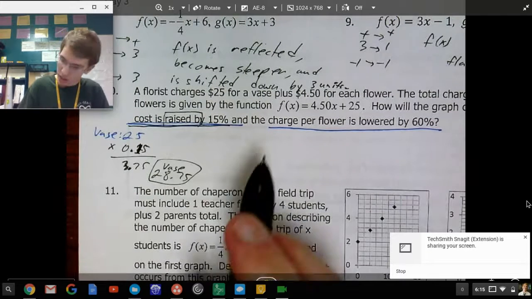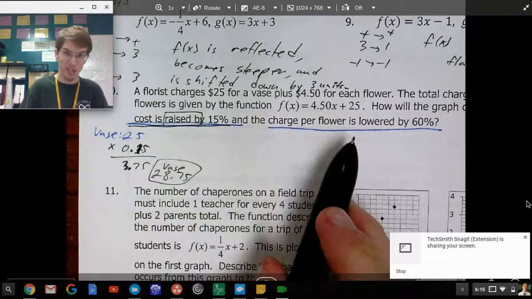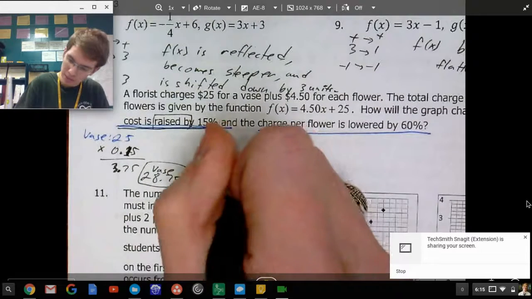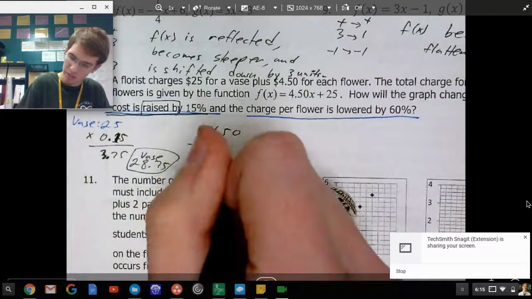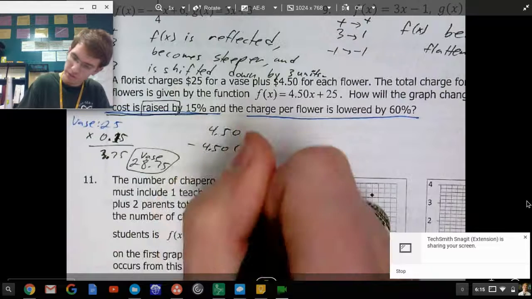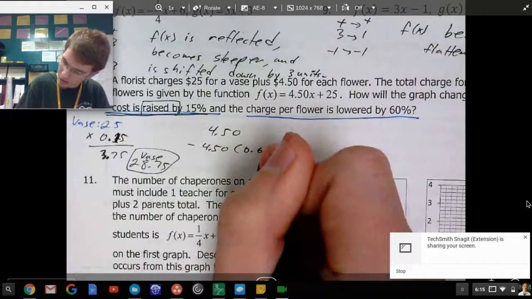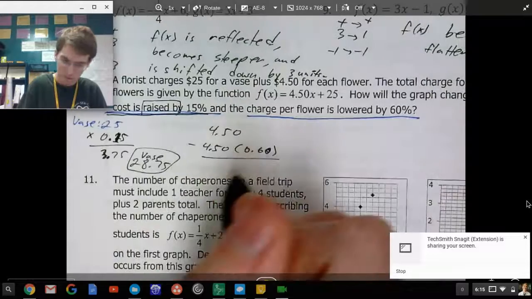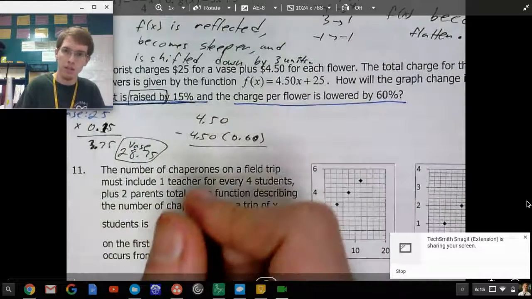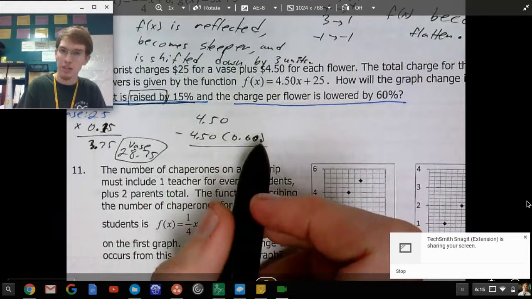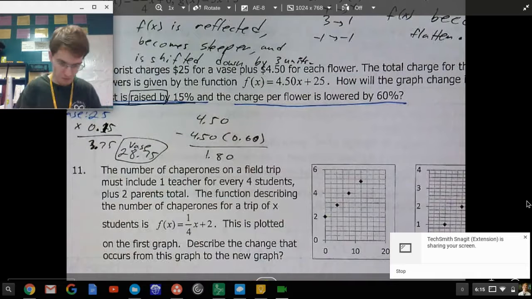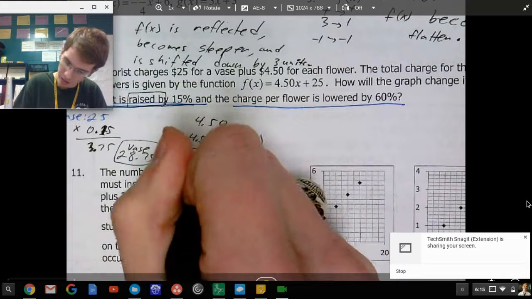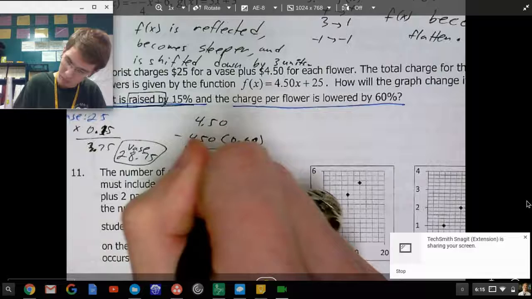Okay, now the next part of this, the charge per flower is lowered by 60%. So that means that's that 4.50. It's being lowered by 60%. So let me see if I can combine all this in here. So minus 60% of 4.50. And so multiplying that, we get $2.70, I believe. Then we subtract that, and we get $1.80. Okay, $1.80. And that is per flower.